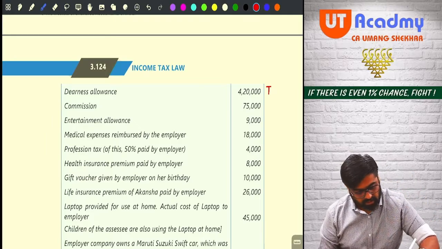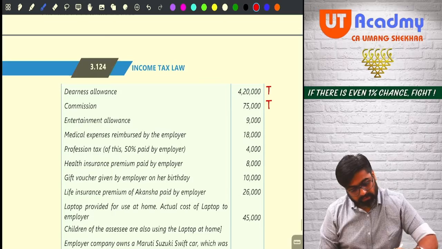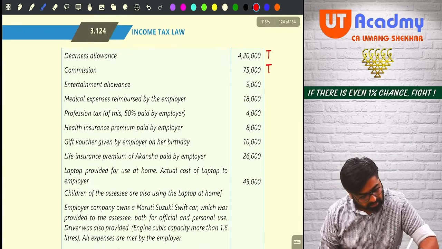Next one, commission. Commission will also be taxable. She is getting an entertainment allowance, 9,000, that will be taxable.